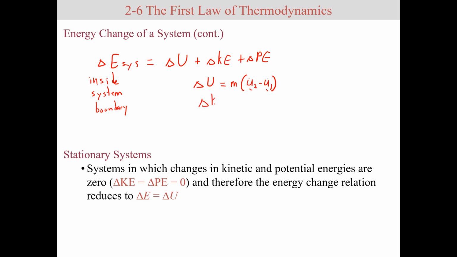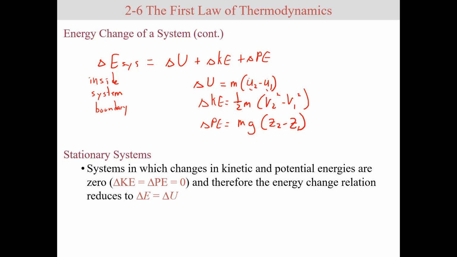Same thing, delta KE. How do I find that? Well, it's 1/2 mass times the velocity of the system at state 2 squared minus the velocity of the system at state 1 squared. What's delta PE? Delta PE would be mass of the system times gravity times the height of the system at state 2 minus the height of the system at state 1. Right? So all that stuff is happening to the system that causes it to change velocity, position, and internal energy.